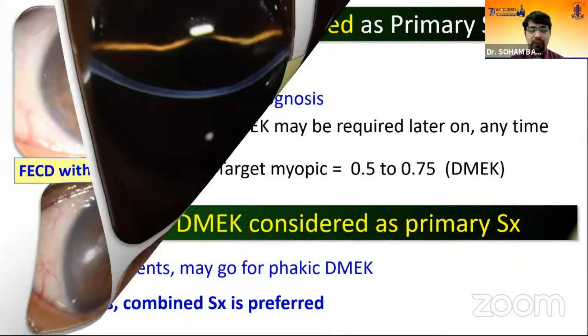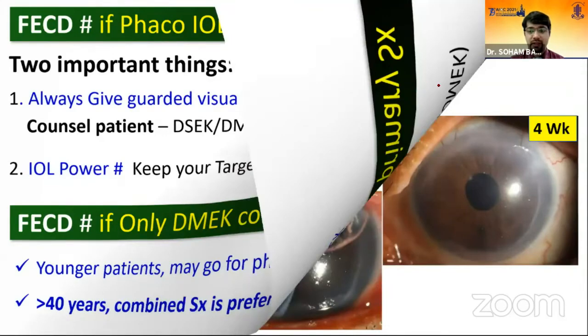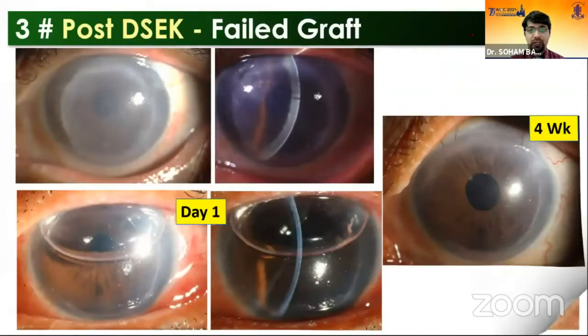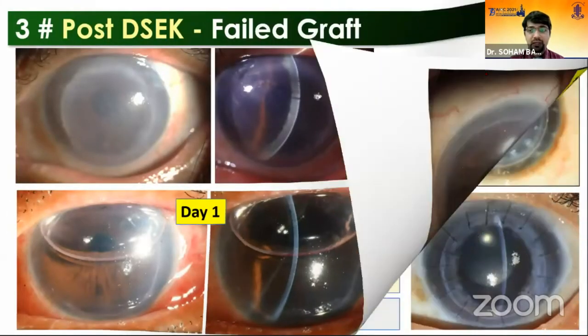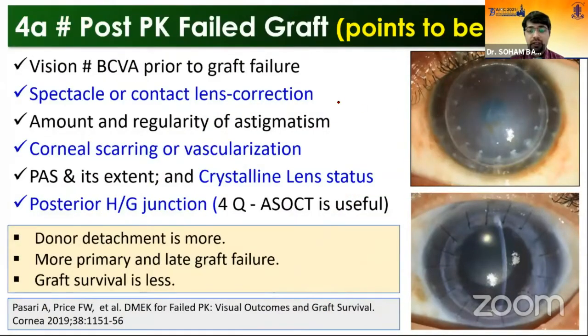In case of failed grafts, if it's a failed DSEK, then doing a DMEK is quite simple. But in cases of failed PK, the initial graft size has to be considered, and also the anatomy of the posterior step. If there are a lot of steps in the posterior graft-host junction, then your DMEK graft might not stick properly. So a DSEK will be better in these situations.